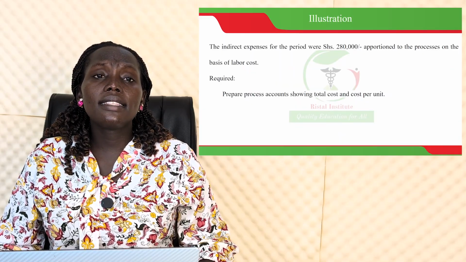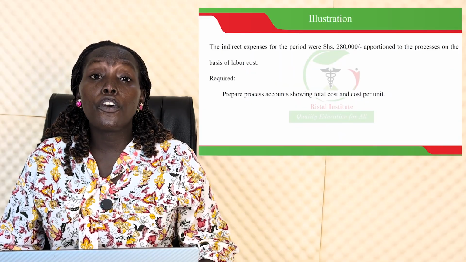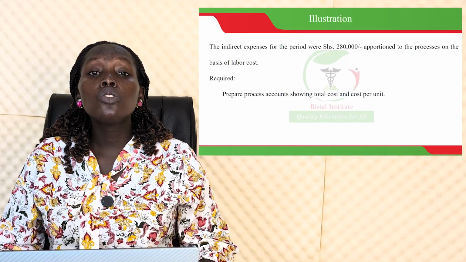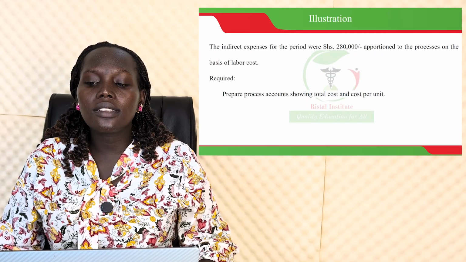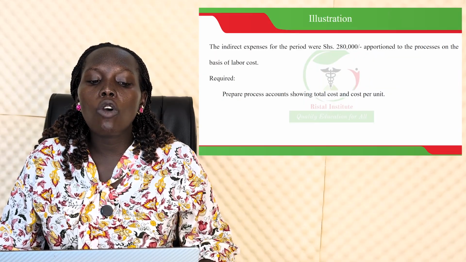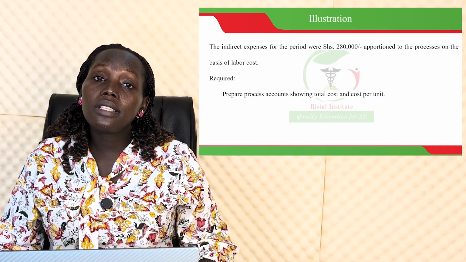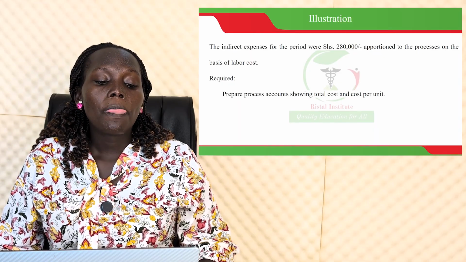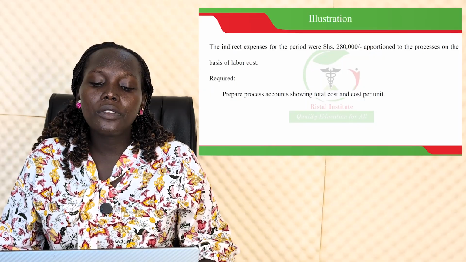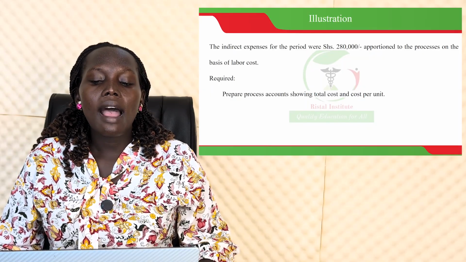They are telling us that the indirect expenses for the period were 280,000, apportioned to the processes on the basis of labor cost. And they're telling us to prepare a process account showing total cost and per unit.